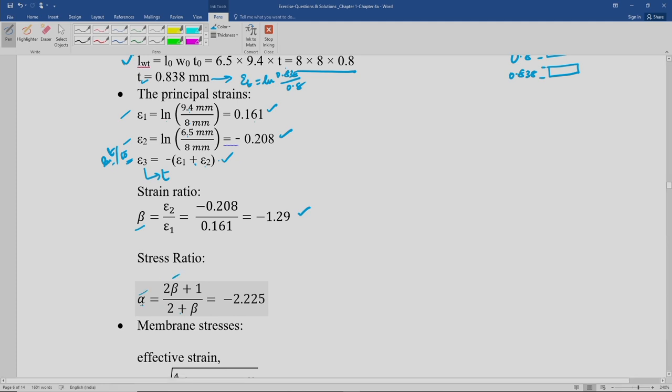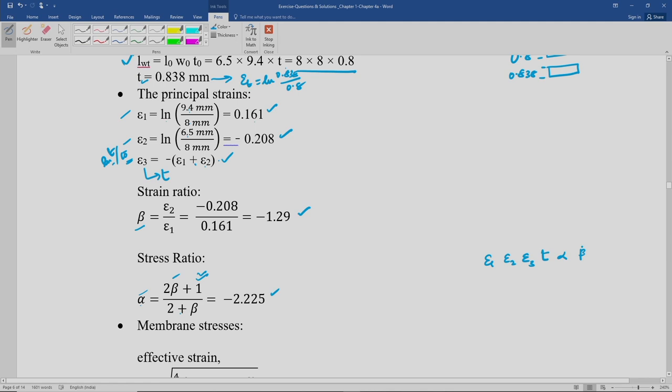I am just reminding you, so you get alpha is equal to (2 beta plus 1) divided by (2 plus beta). This equation is going to be used predominantly in this course. So, beta is known to you, minus 1.29, you substitute here, you will get alpha as minus 2.225, or you can say minus 2.23. So, epsilon 1, epsilon 2, epsilon 3, new thickness, alpha, beta, all are obtained now.